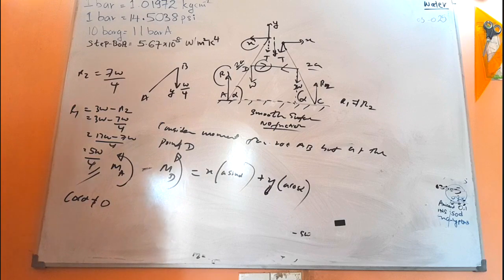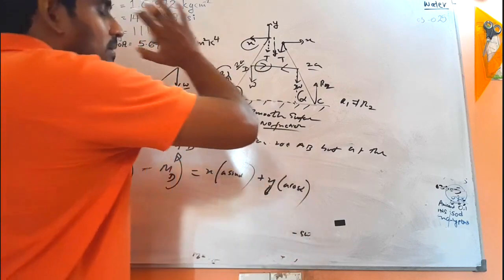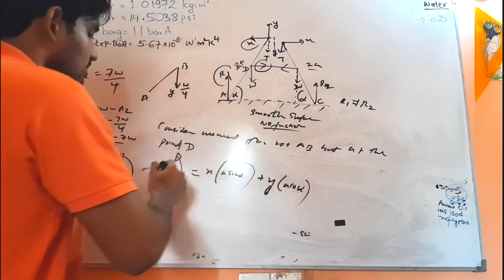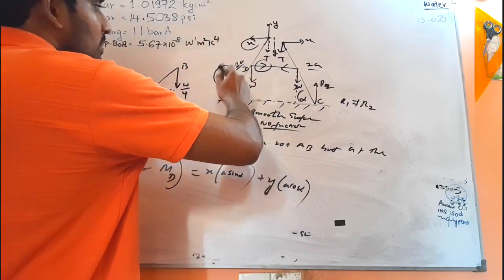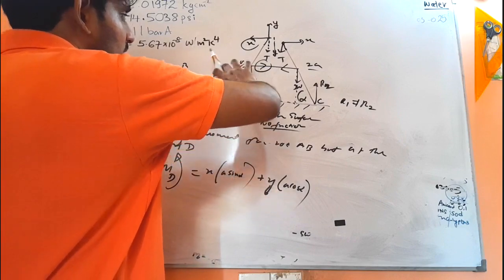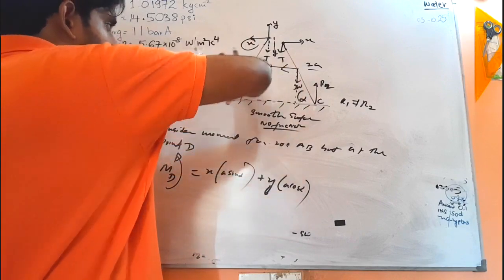Then what else? Now we don't have to worry about W. Why don't we have to worry about W? Because now we have taken moment about the point D, so don't worry about W. And the next thing we have to worry about is this R. The R is going in clockwise direction, right? See, it is going like that.